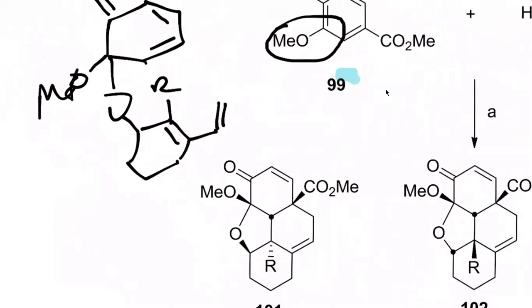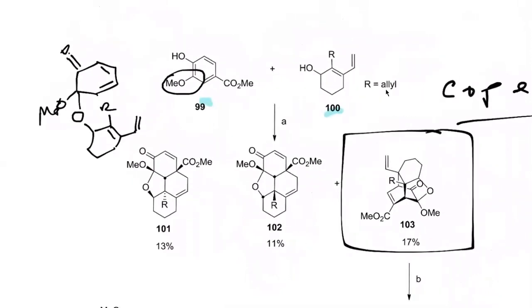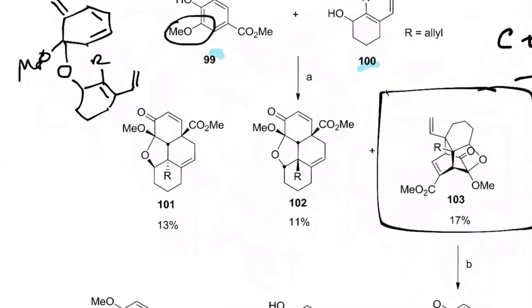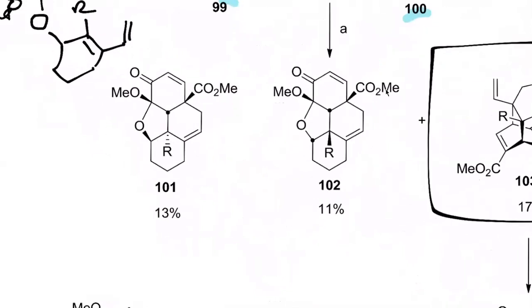And then it's this molecule that's going to cyclize through an intramolecular Diels-Alder to give you 101 and 102 and 103, right? So you basically get three different products from that. But 101 and 102, you can see the difference here is the stereochemistry, right? You see the R group right here on a dash and the R group right here on a wedge. That's the difference, and that's a consequence of how your orbitals are overlapping in the transition state, right?